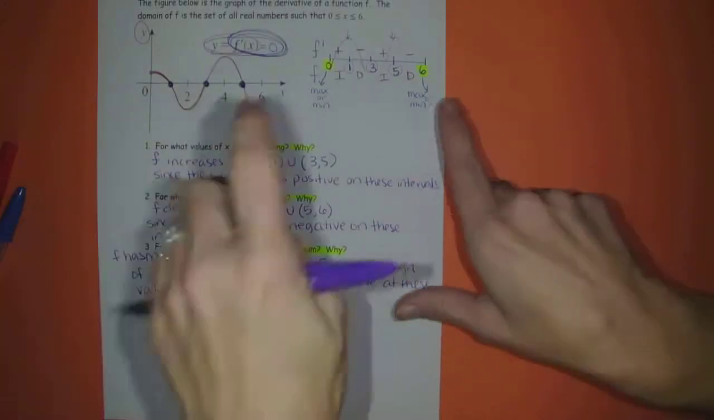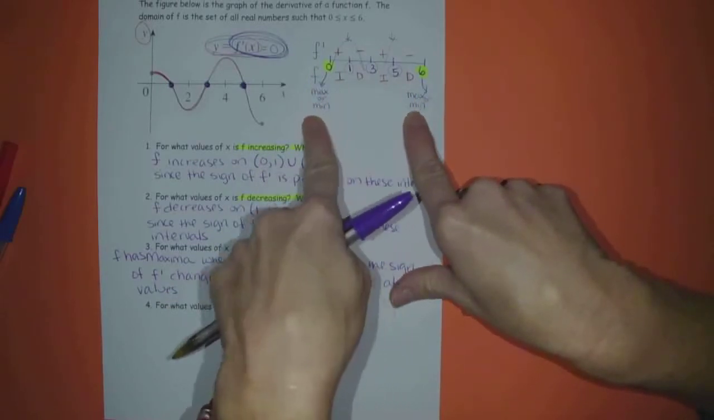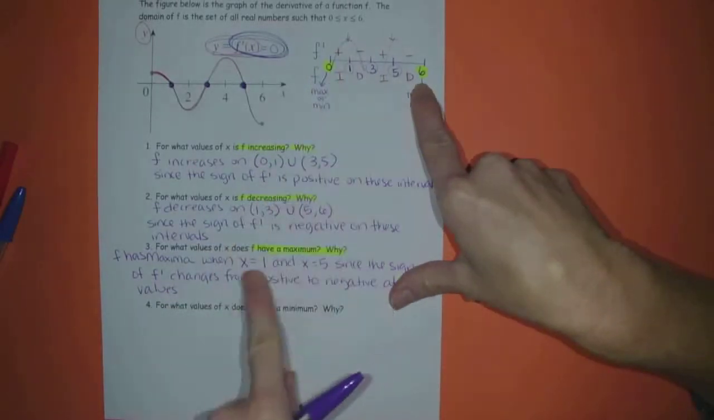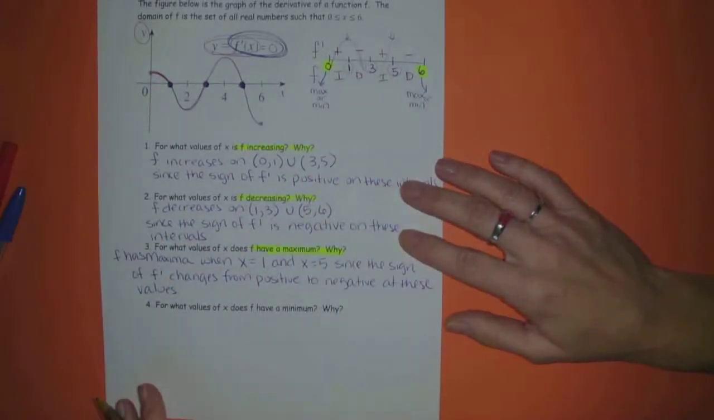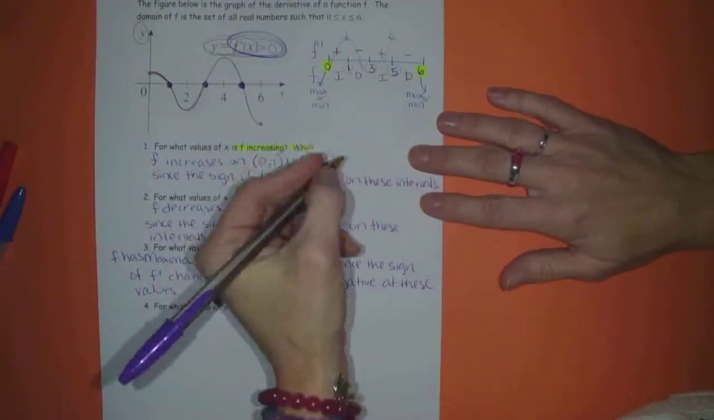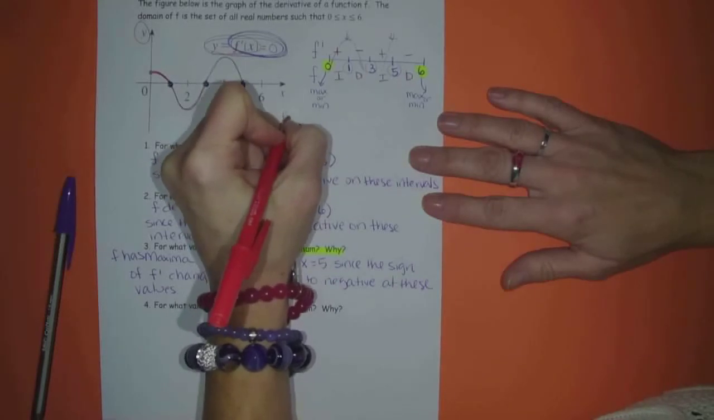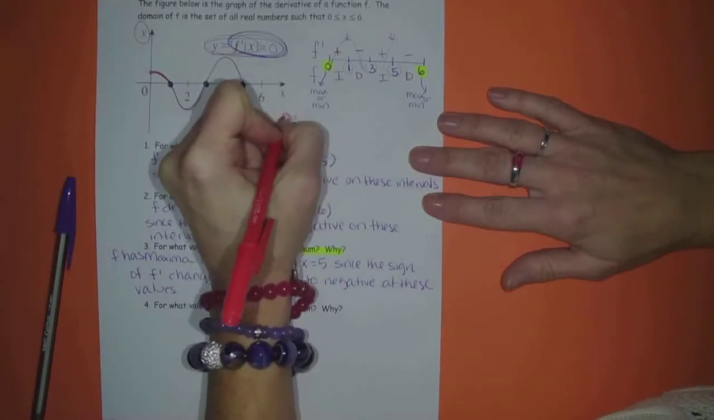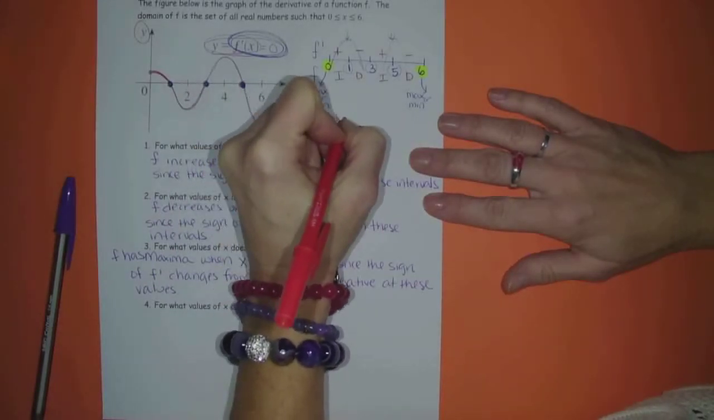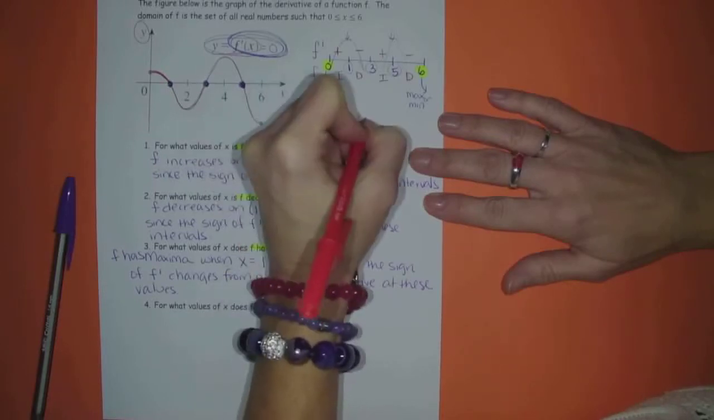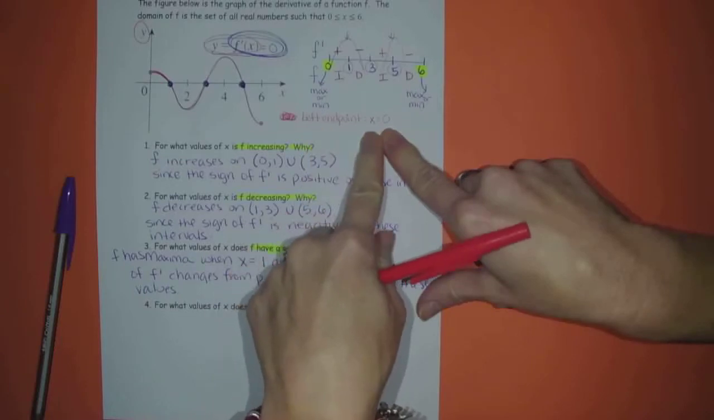Now what I have to do is check these endpoints, 0 and 6. I have to test these because I said they could be a max or a min. So if they're a max, I've got to test that out right here on this question. So let's go to these endpoints now and discuss what's happening there. So let's talk about 0. Let's talk about the left endpoint. The left endpoint is x equals 0. So let's analyze what's happening at x equals 0.